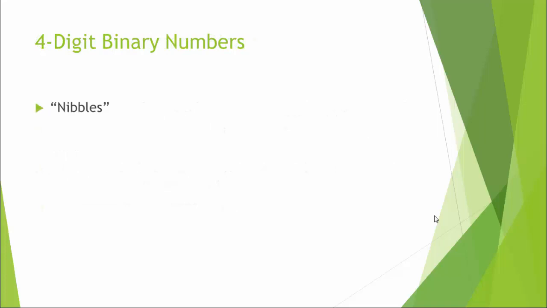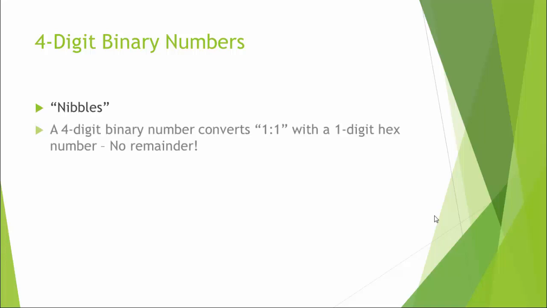4-digit binary numbers, we have a special name for them because they're so useful. We refer to them as nibbles. And a 4-digit binary number will convert 1 to 1 with a 1-digit hex number. There's never a remainder. Why? Because 4 binary digits can represent all the numbers from 0 to 15, just like hex can. And again, this is why hex exists.